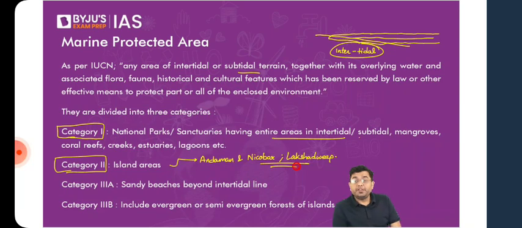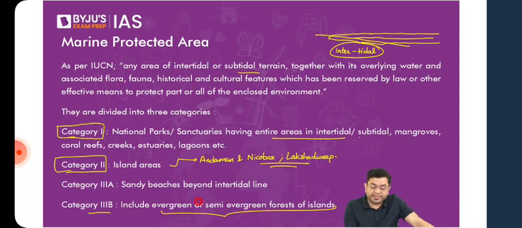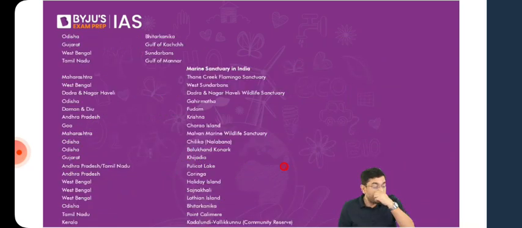These will include the sandy beaches beyond the intertidal line, right? So even those sandy beaches require conservation. For example, we'll take the case of the Gahirmatha region in Odisha. Then you have category 3B, which includes evergreen or semi-evergreen forests of these island areas. So they are also vitally important. This is the categorization as per the MPA. So here are a few of the marine protected areas of the country.